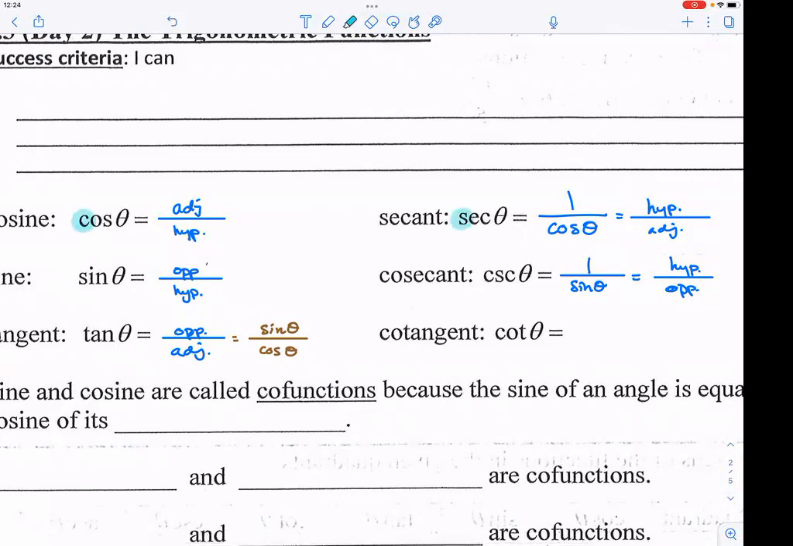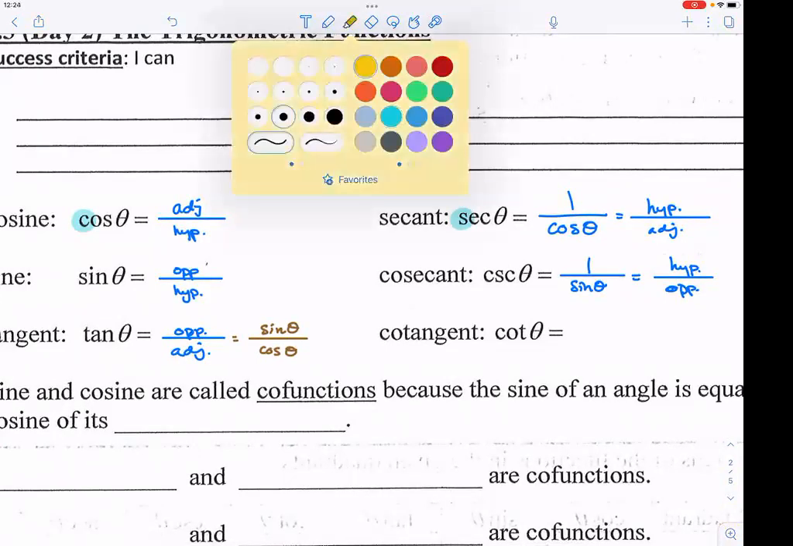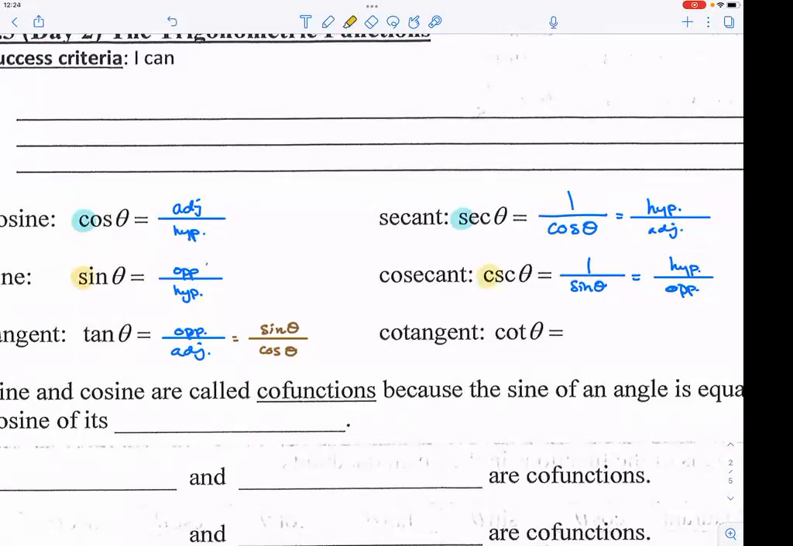Look at the first letter. They must be different. Okay, look at sine and cosecant. They are also different. So if you ever mismatch them, then they will be the same, and then you would know that, hey, you did something wrong. That's my way.